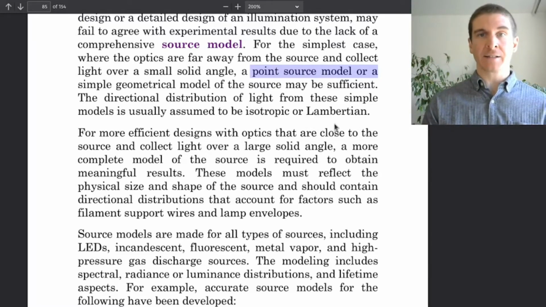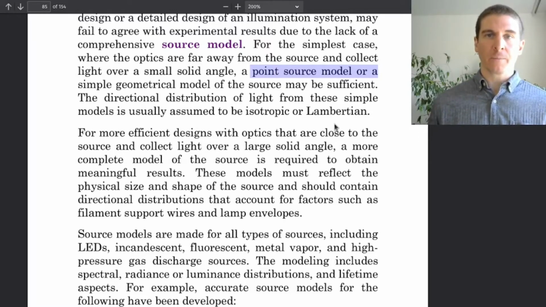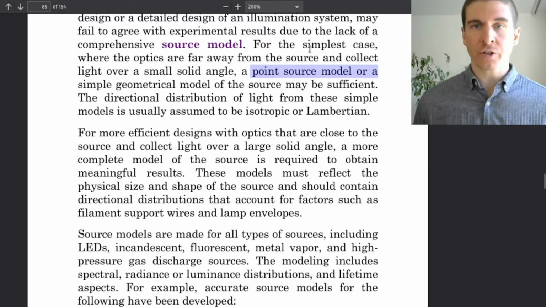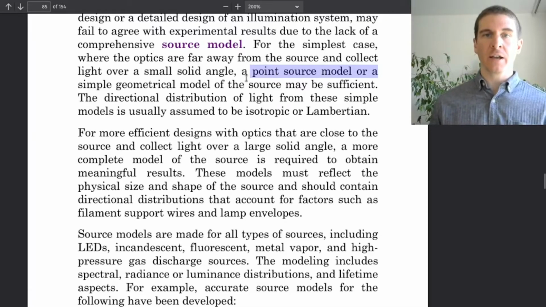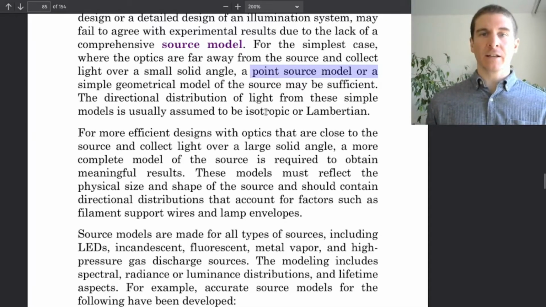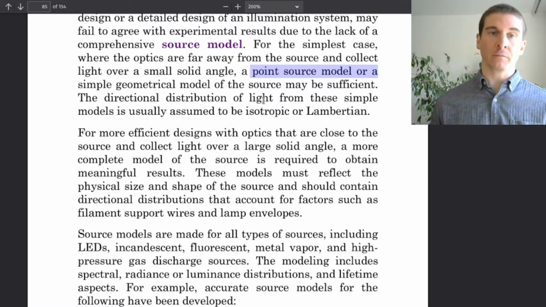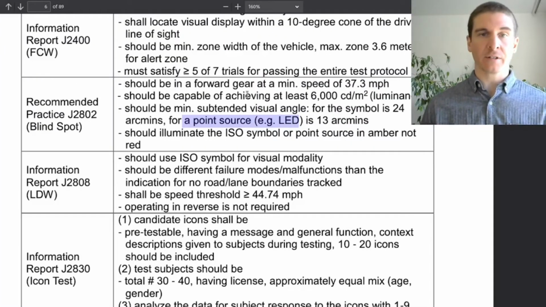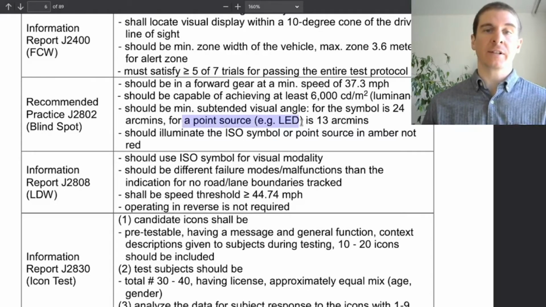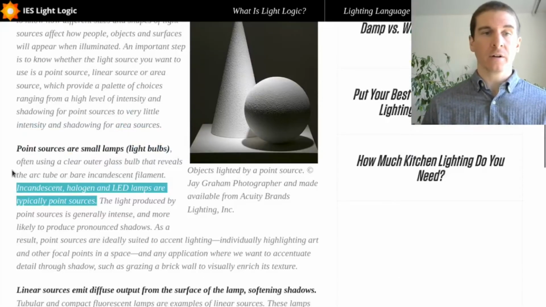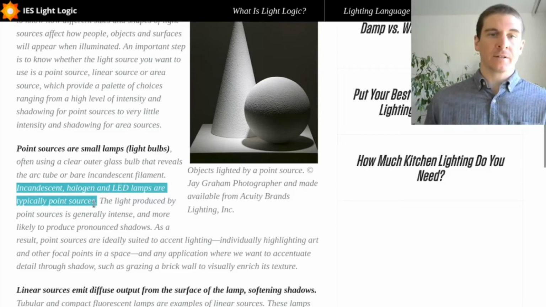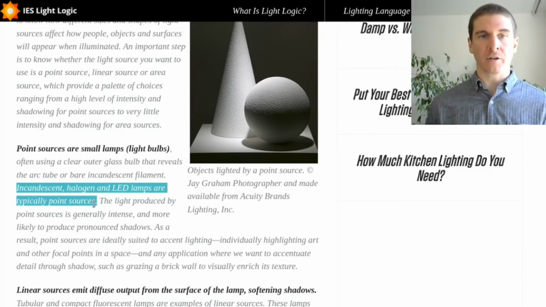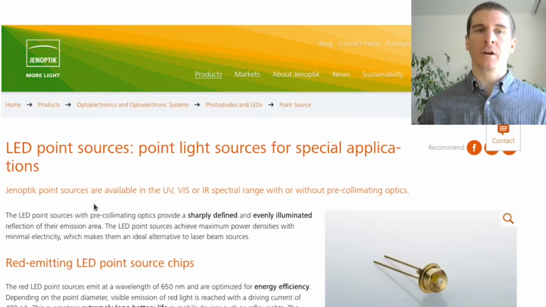This is precise, but it's more verbose, and the confusion starts with only saying point source without clearly saying according to what. And this is what we very often, even more often, see in lighting. For instance, here, just a point source, for example, LED. What do they mean? Also here, incandescent halogen and LED lamps are typically point sources. This is very confusing, and there is no clear definition given.